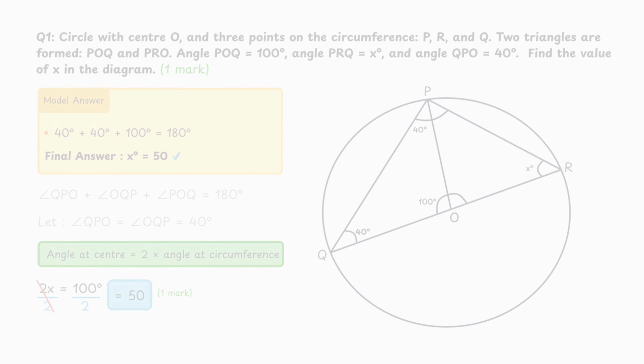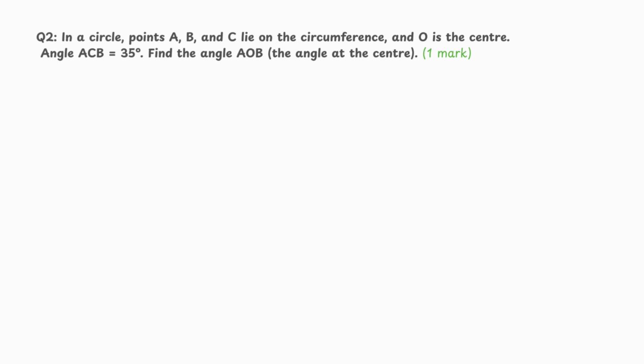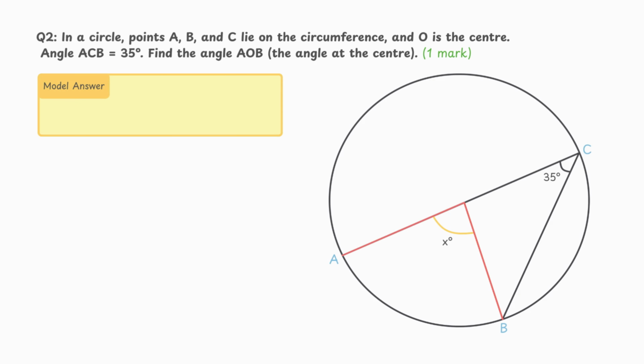Let's move on to another question. You can pause the video and try yourself. In a circle, points A, B, and C lie on the circumference, and O is the center. Angle ACB is 35 degrees. We're going to find the angle AOB, which is the angle at the center.